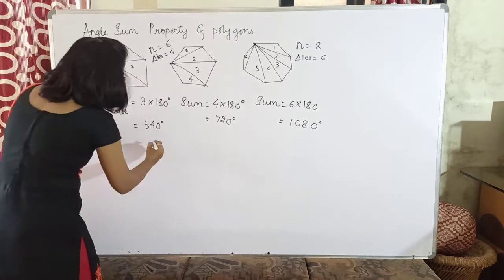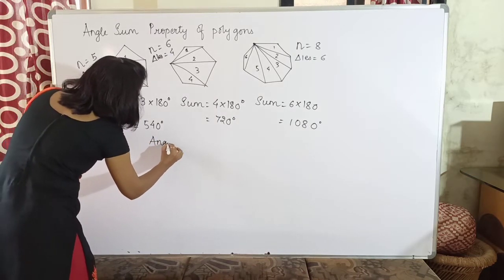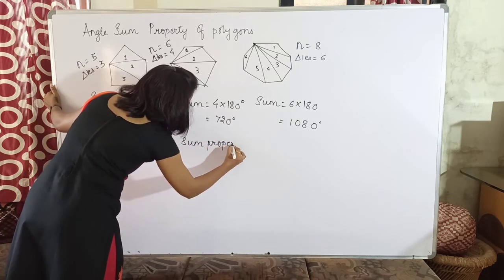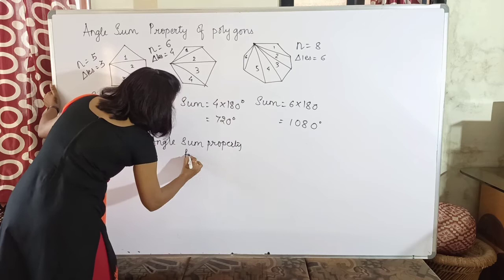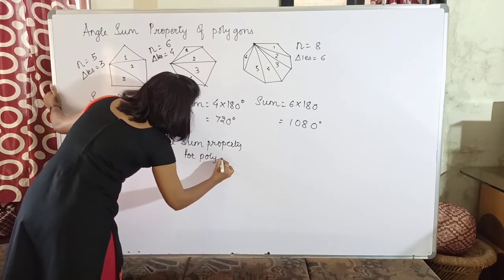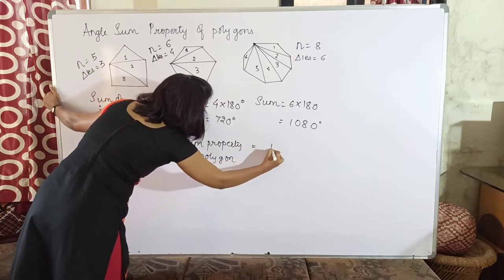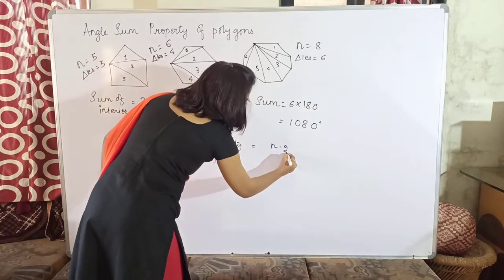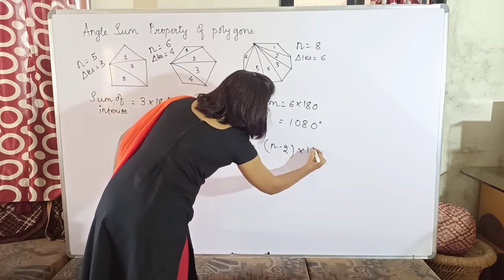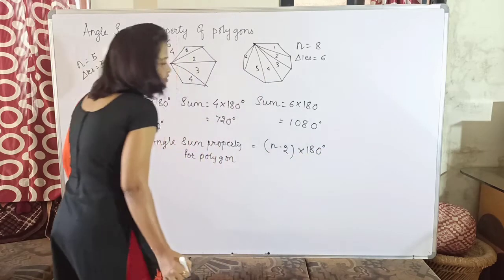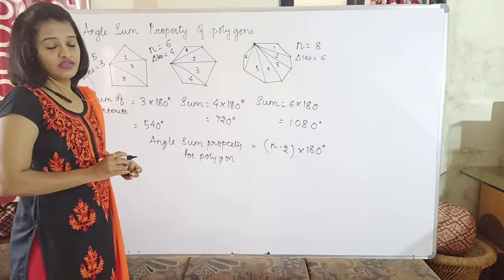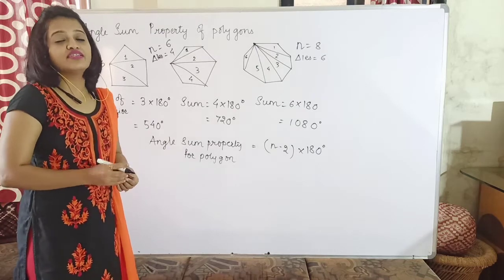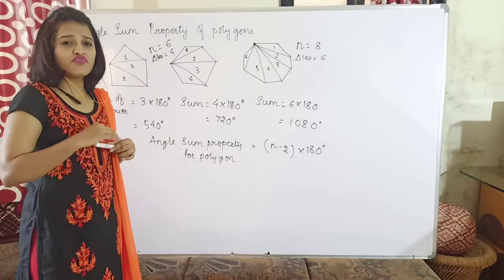So from this I can make a generalized formula which says the angle sum property for any polygon will be what? Take the number of sides, whatever is mentioned. Decrease that by 2 because that will be the number of triangles formed, and then multiply it with 180. Why 180? Because that is the angle sum property in case of a triangle. So this is the generalized formula wherein you can find the sum of the interior angles of any polygon.